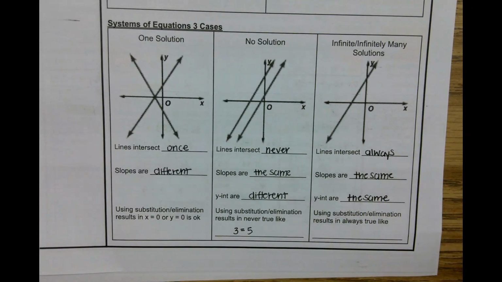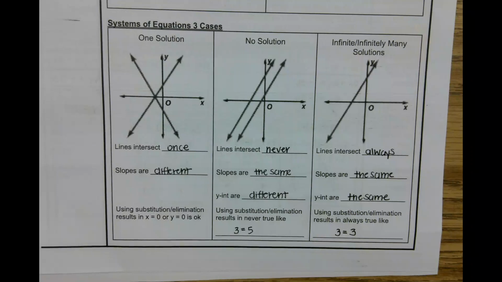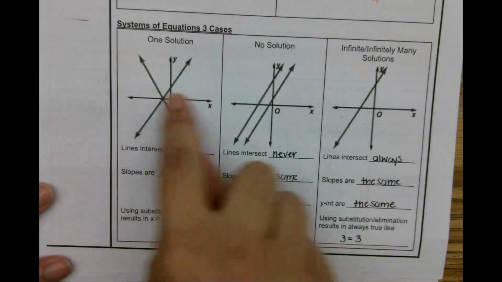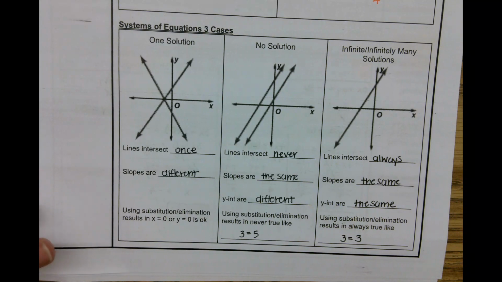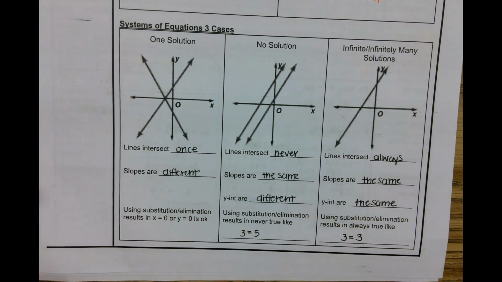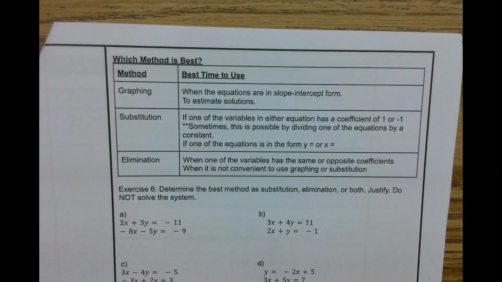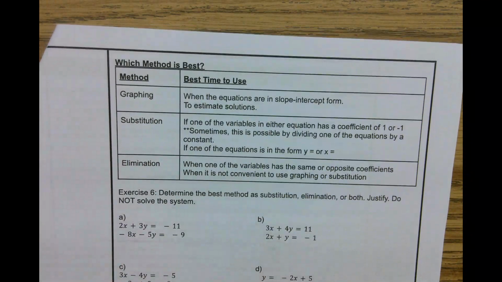And this usually results in always-true statements such as 3 equals 3, or 0 equals 0, as we previously saw. Okay? So those are our three cases. This is what they look like graphically, or when we're doing substitution or elimination. This is also what we know about their equations. So now let's talk about which method is best. We've learned three methods of solving: graphing, substitution, and elimination.